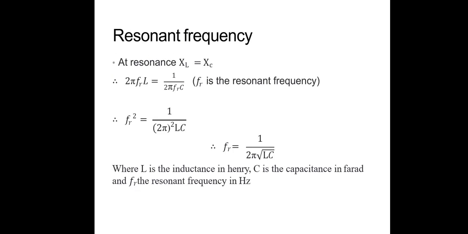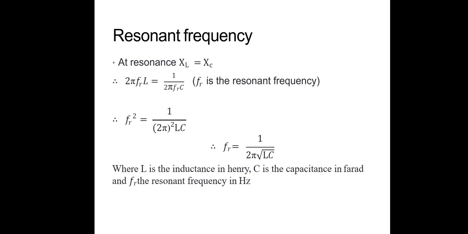Similarly, we know the resonant frequency at the resonance condition, XL equal to XC. From this condition, equating both, you can find the resonant frequency value using the LC elements. Calling the resonant frequency FR, 2 pi FR L is equal to 1 by 2 pi FR C.